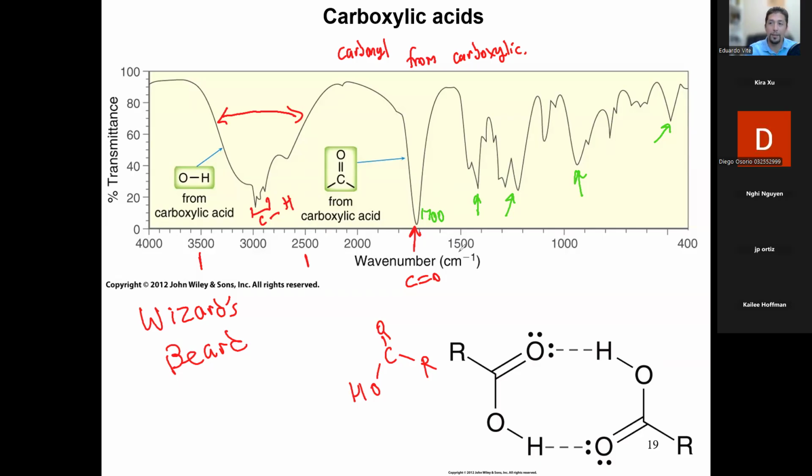So any questions about carboxylic acids? And again, if you don't know your functional groups, if I tell you to draw a carboxylic acid and you don't draw COOH, I mean, you can't even get this question right. You need to know your functional groups by this point.